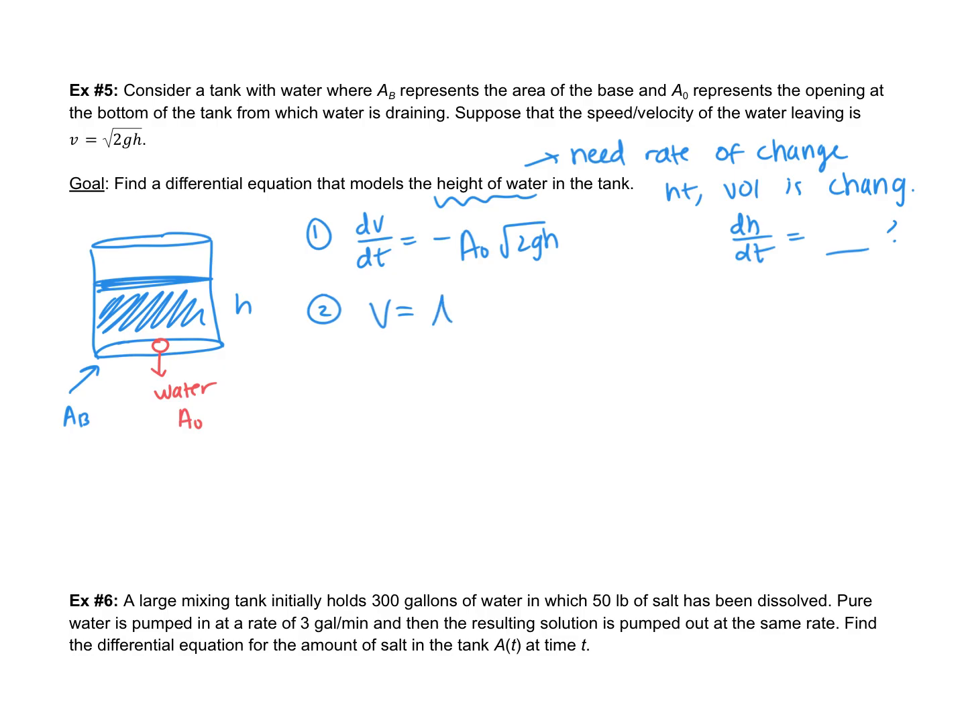Well, the volume of this tank would be the area of the base of the tank multiplied by the height. And volume and height change over time. So we see a little clue above, we have dV/dt, and so maybe we decide that we're going to take the derivative with respect to time. Keeping in mind, volume is changing, height is changing, but A of B is a constant. So when we take the derivative, we're going to get dV/dt is equal to A of B times dH/dt. dH/dt is what we're looking for.